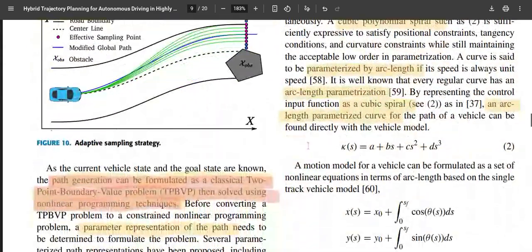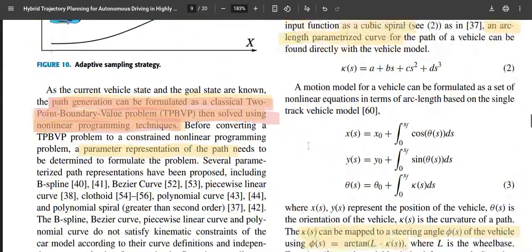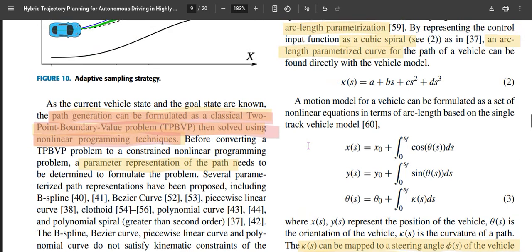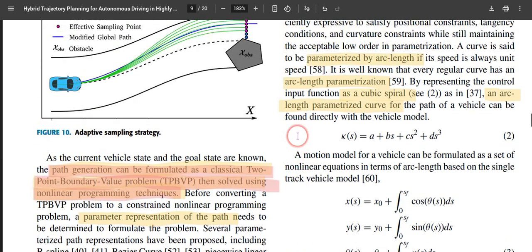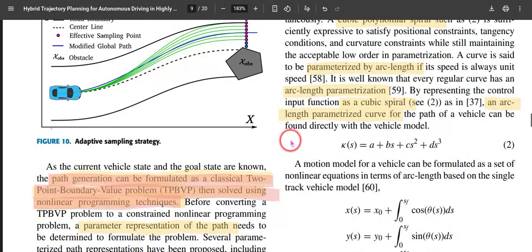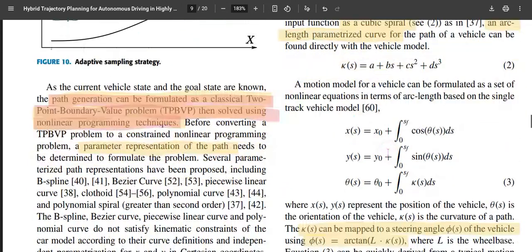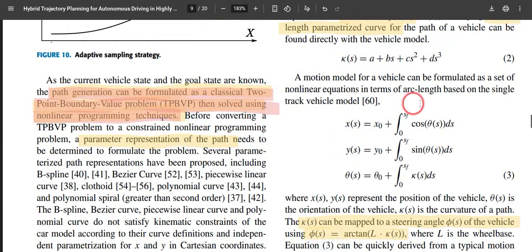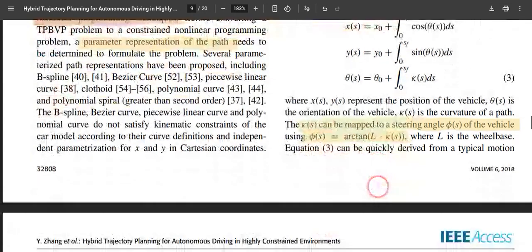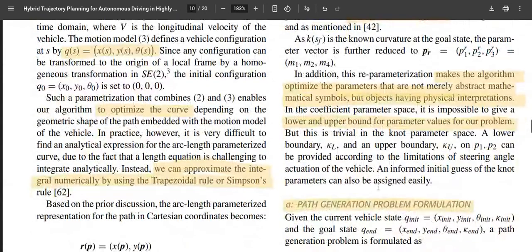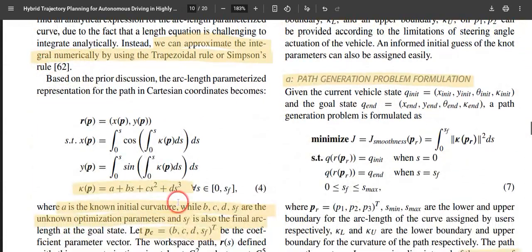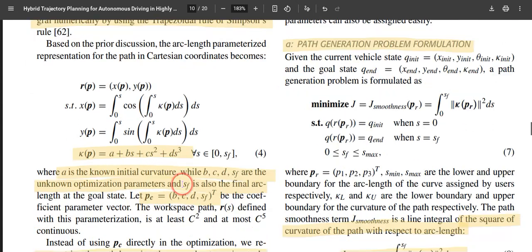So each path is generated by defining the curvature with an arc length parameterized curvature, and then x, y, and theta are defined based on this arc length parameterized curvature. Once that has been done, these are the parameters that have to be optimized from the starting point to the end point.